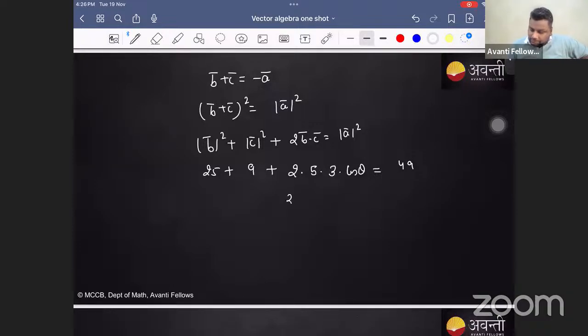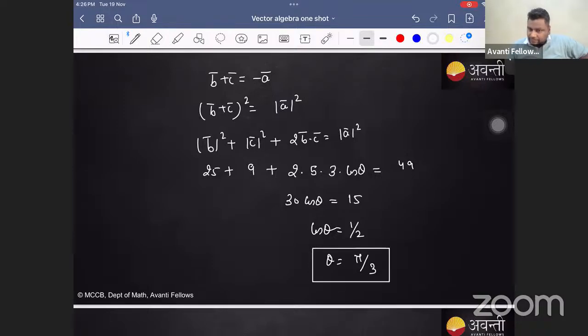So 30 cos theta will be 15. So from this cos theta comes half. So theta is what? Again pi by 3. Am I clear? That's a simple easy question. Got it?